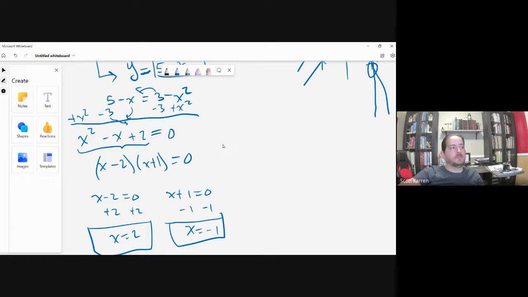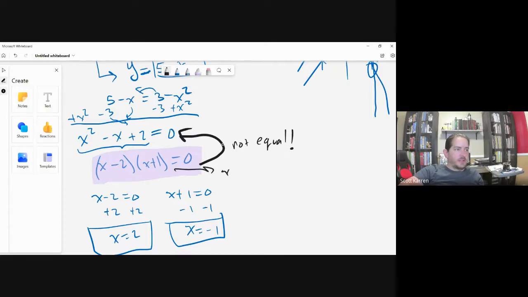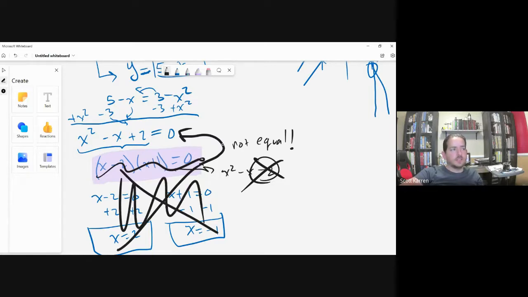Oh, we got to back up. I got ahead of myself. This is wrong, because that is not the factored version of this. If I FOIL this back out, I get x squared minus x, but I get minus 2, right? So this is not the same. This I messed up on, so everything I did after it is garbage. I apologize. But can I factor this?